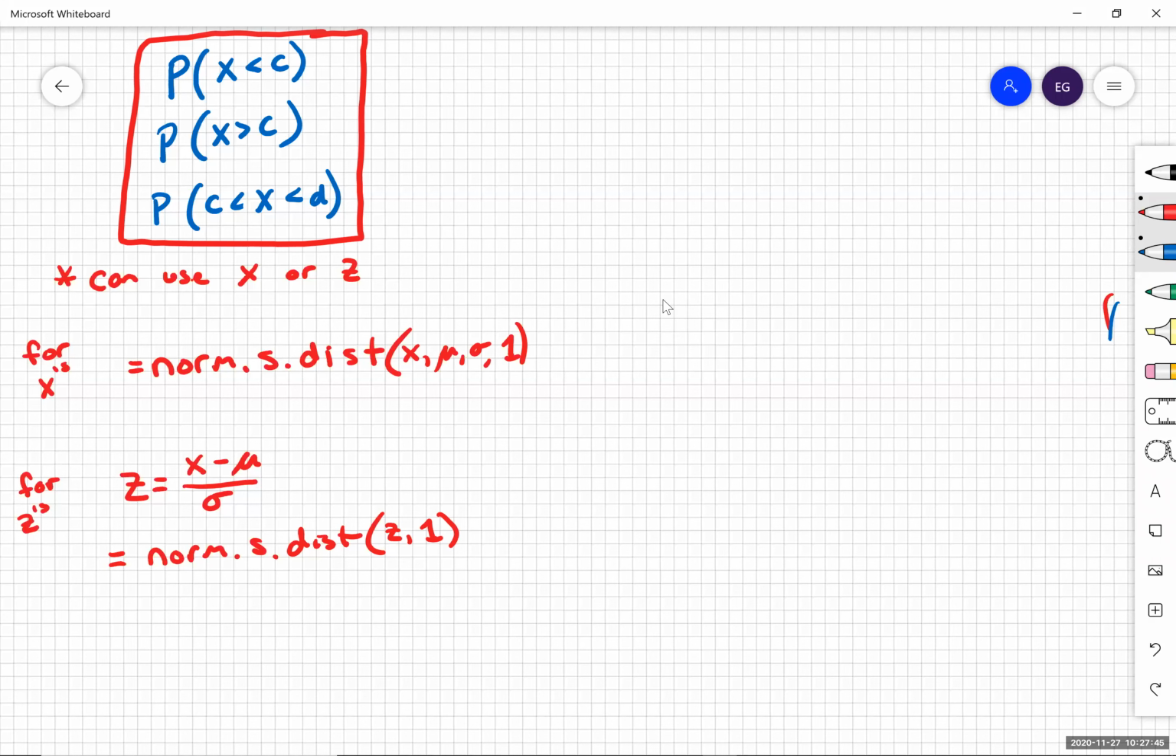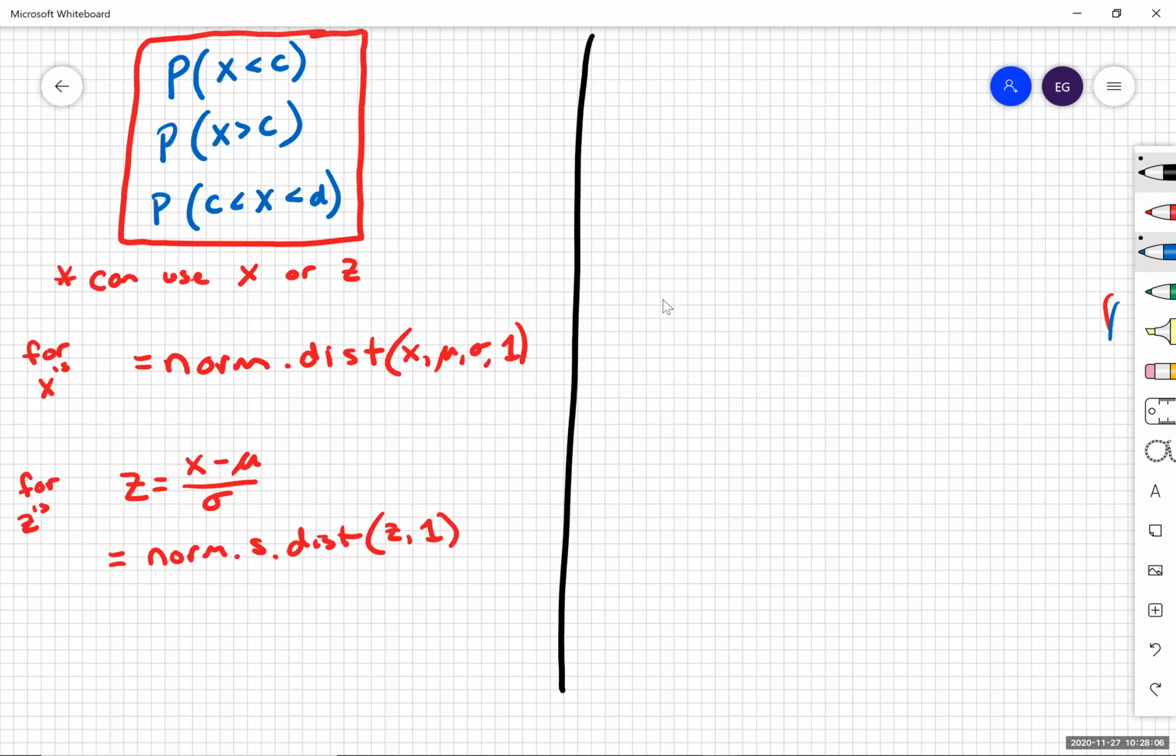you could use x values, or you could use, oh, nope, sorry. This is wrong right here. I put a dot s in there. I shouldn't have done that. I was thinking dot s. It was on my mind, I guess, from the problem we just did. Equal norm.dist. If you use z-scores, that's when there's a dot s.